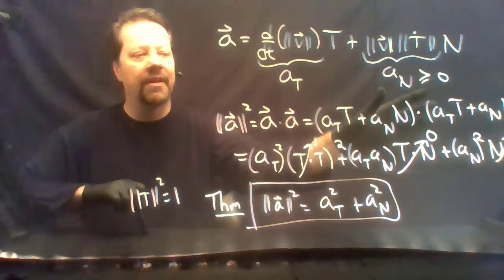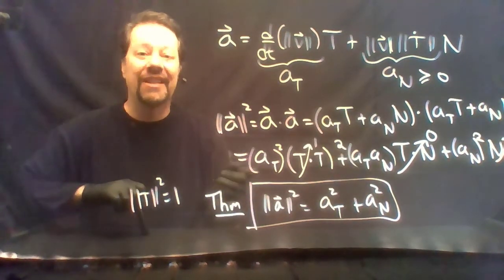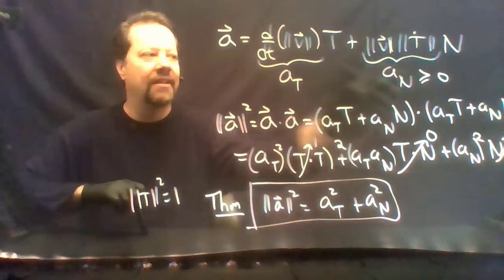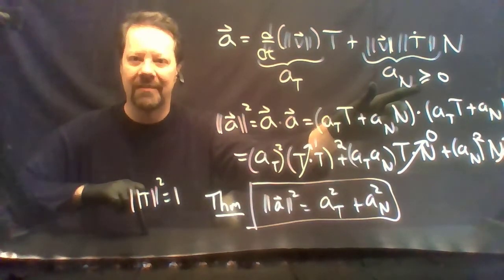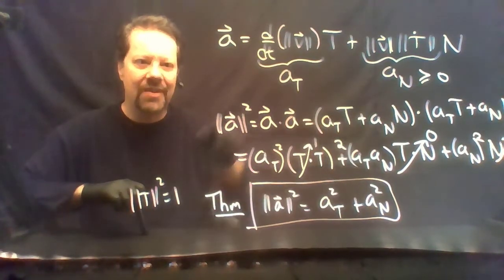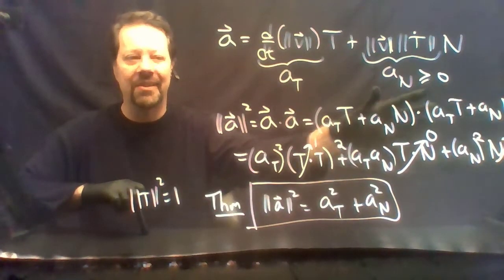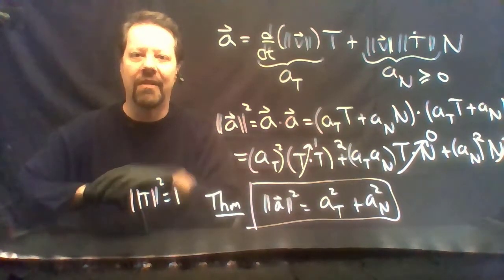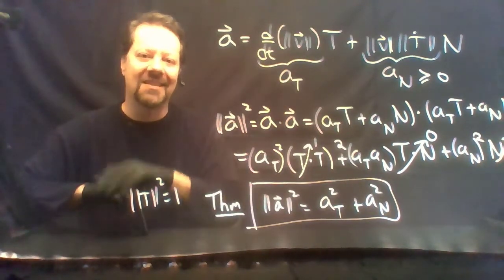The normal component of acceleration is related to changing direction. So if you have an object that's changing direction, it will have a non-zero normal component. If the object is moving in a straight line, the normal component will be 0, and the acceleration will be all tangential, or no acceleration at all if it's moving in a straight line at constant speed. Once again, the tangential component of acceleration is related to changing speed. The normal component of acceleration is related to changing direction.